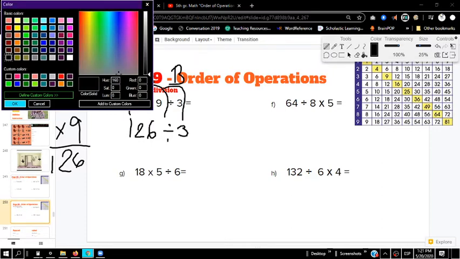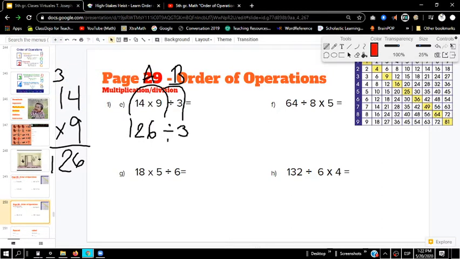Let me change the color. 3 can go into 12 4 times. And 3 can go into 6 2 times. I don't really need to do long division for this because I can do this problem in my head. 42 is my final answer.